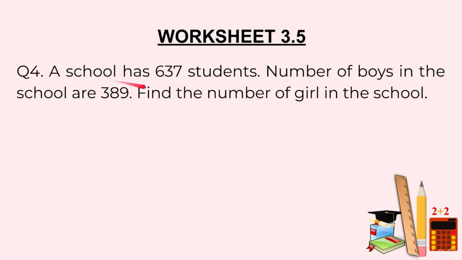Question 4. A school has 637 students. Number of boys in the school are 389. Find the number of girls in the school. This is easy.